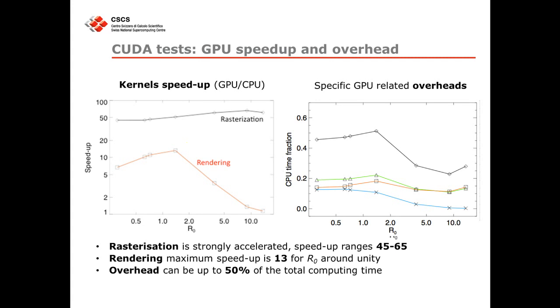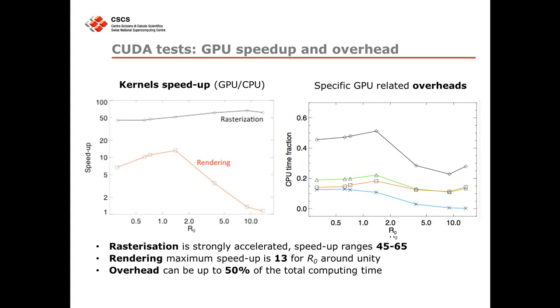If you remember, we have the rasterization kernel and the rendering kernel. The rasterization kernel is very efficient, and we get a factor of 50 speedup with respect to a single core. For the rendering, you see that we can get a good factor of between 10 and 13 as long as the particles are small. But when you have a larger and larger number of big particles, they are moved to the CPU, and so the performance tends to drop.